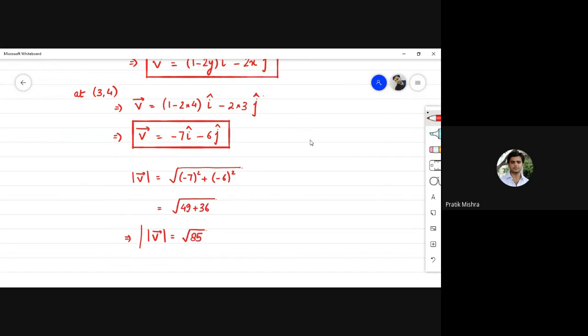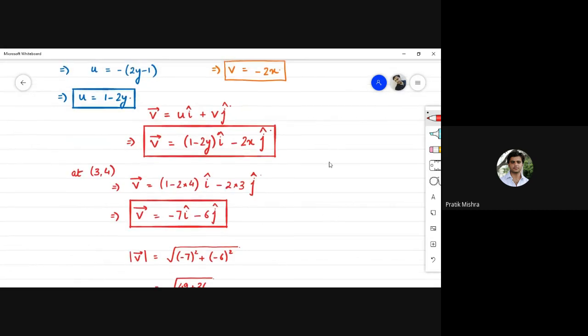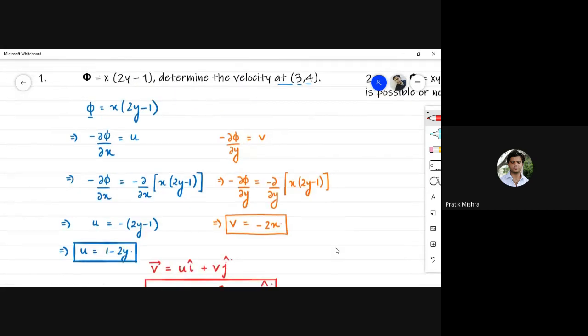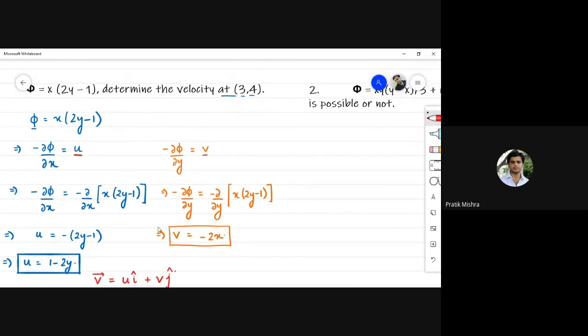This is a very simple question just to develop your basics about the velocity potential function, and from that velocity potential function how velocity components are calculated in different directions. It was a very simple question, where we simply used del phi by del x and del phi by del y to calculate u and v. Moving on to our next question.